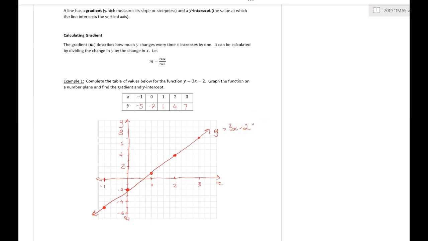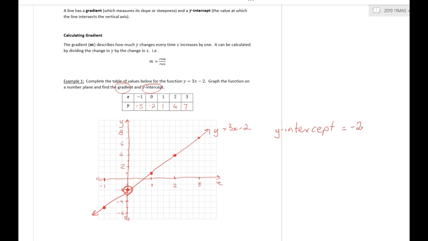Yeah. It does ask us to calculate the gradient and the y-intercept. The y-intercept is easy, right? It's where I cross over here. My y-intercept, oops, I should have put a little dash in there. My y-intercept is equal to -2.